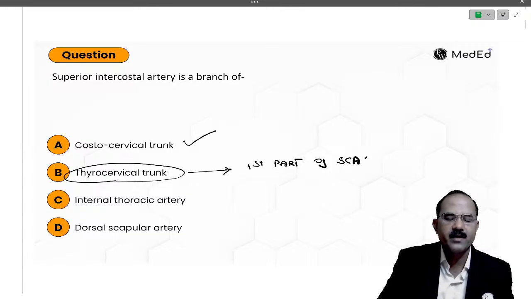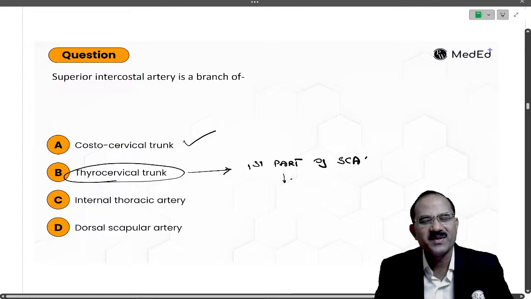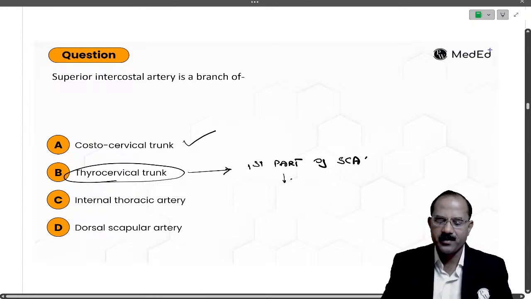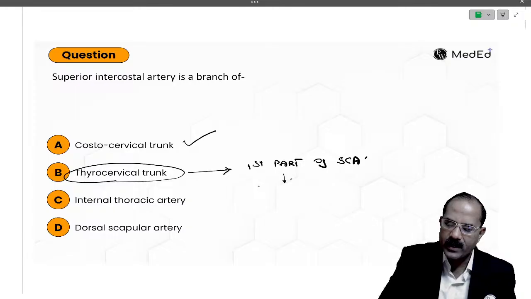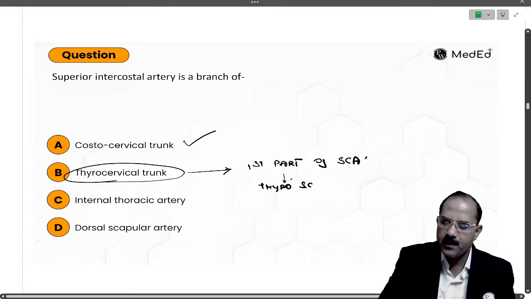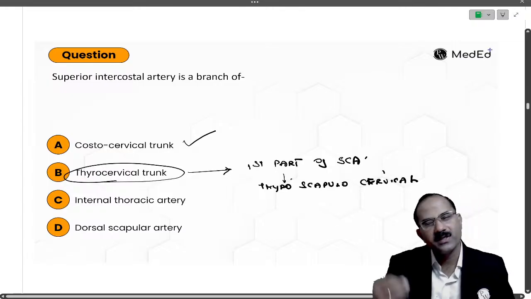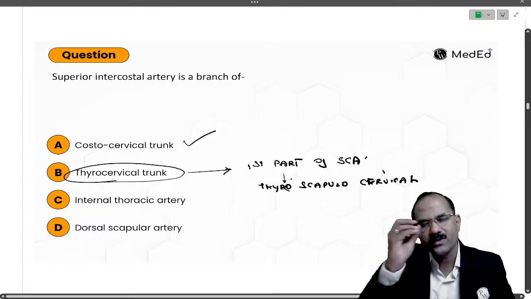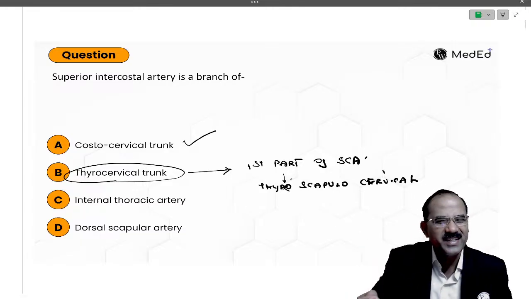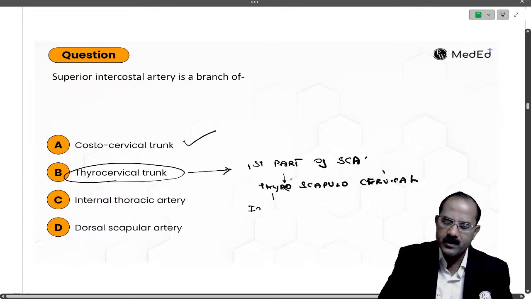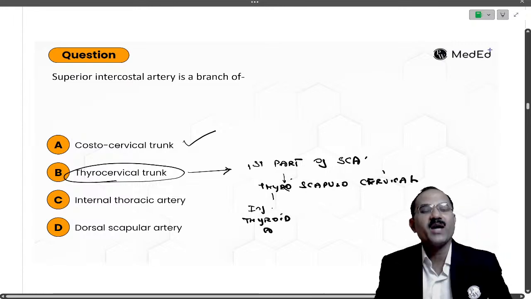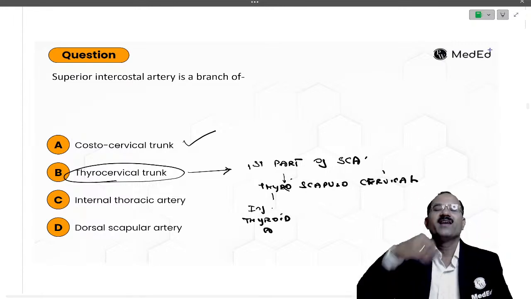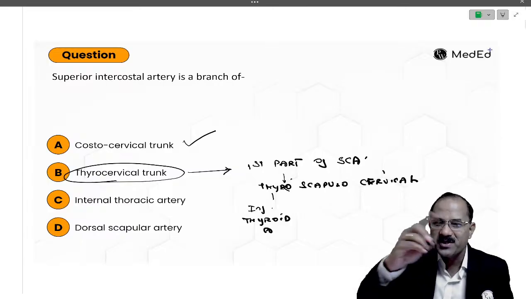And this thyrocervical trunk gives a branch. Do you know what that artery is? This thyrocervical trunk should actually be known as thyroscapulocervical trunk. Children, we will discuss it later. Ideally, the name should have been thyroscapulocervical trunk, so the arteries become very easy to understand. The artery to the thyroid is inferior thyroid. You remember this inferior thyroid artery? It's a branch of thyrocervical trunk, which is a branch of the first part of subclavian artery.